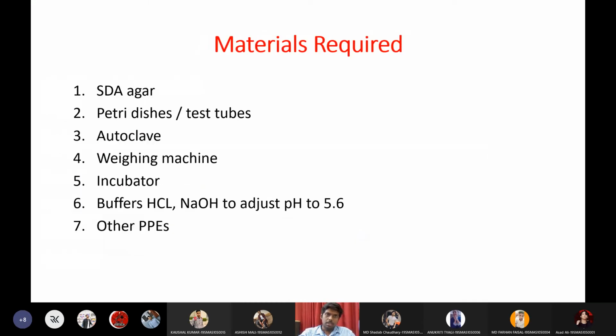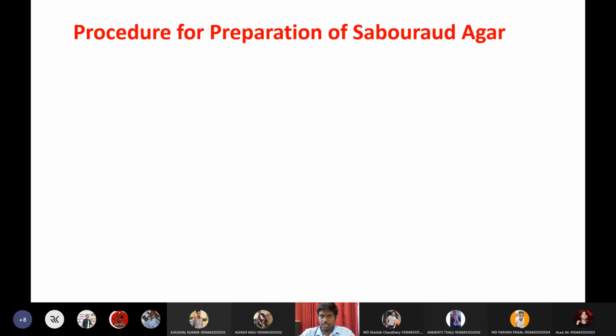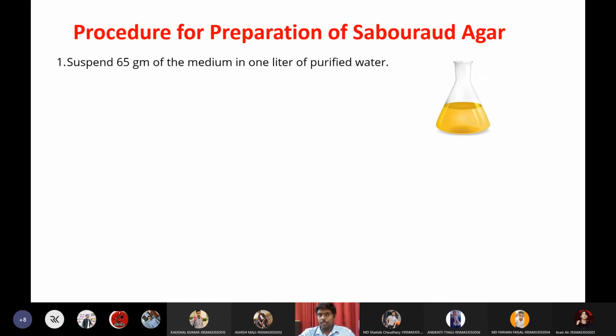The materials required for SDA include SDA agar, petri dishes, autoclave, weighing machine, incubator, buffers, and PPE. The composition of SDA includes dextrose 40 grams, agar 15 grams, and peptone 10 grams, and the pH should be 5.6. Then the procedure is that we need to suspend 65 grams of media in 1 liter of distilled water.